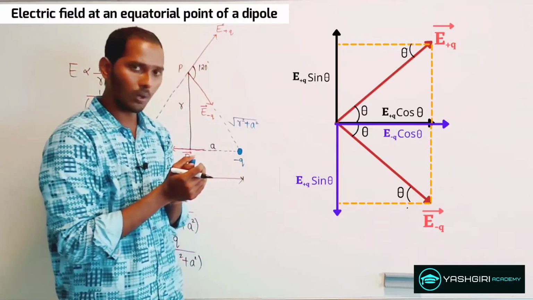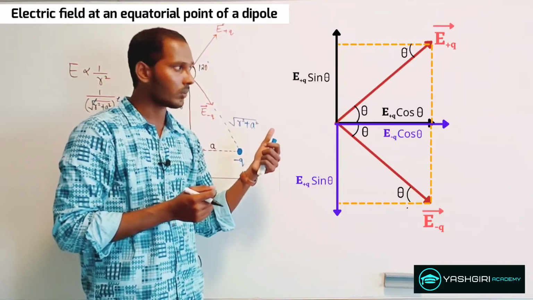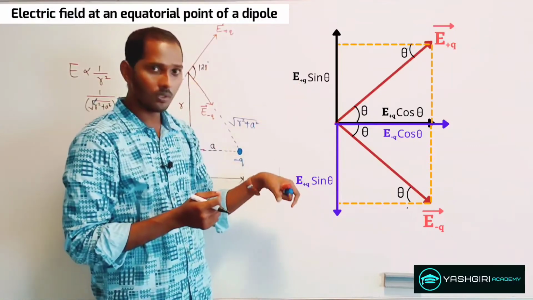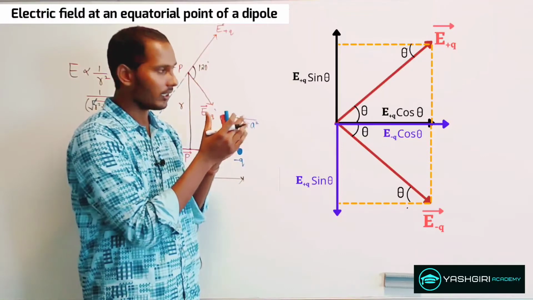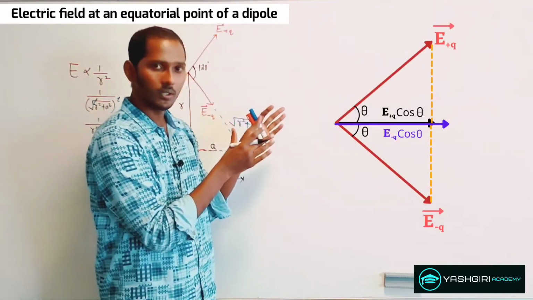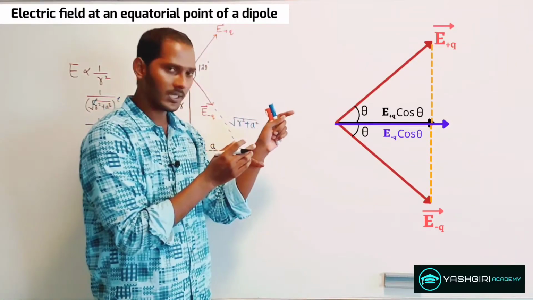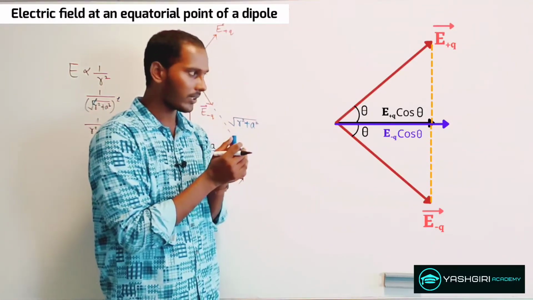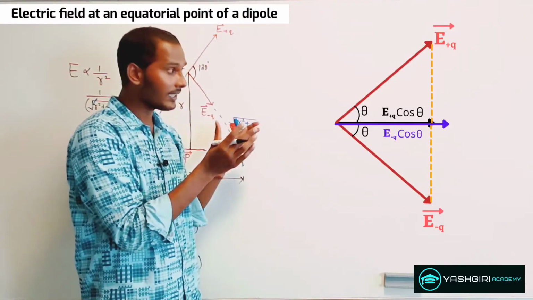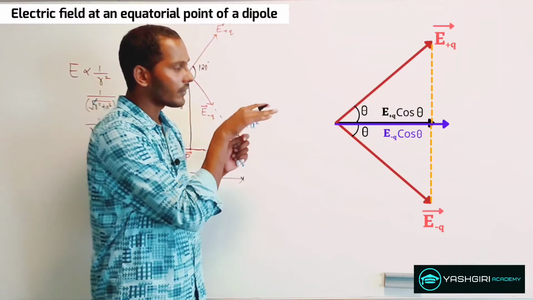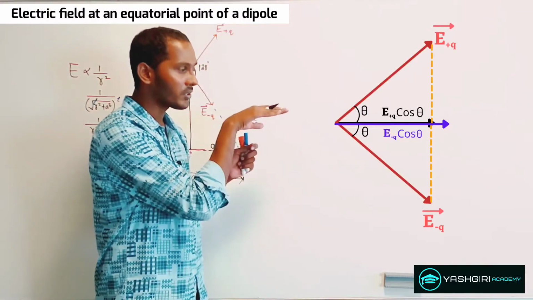Now here if you see the overall, there is one vector. When you resolve these components, one is going up, one is going down. So both the vertical components will get cancelled with each other, and what is left is in the horizontal direction. So here both the vectors are in the same direction, so I can easily add them up. So if you see, the direction of this net electric field is towards the right.